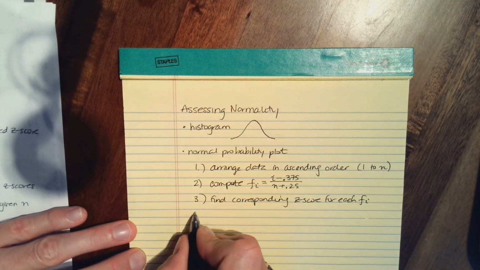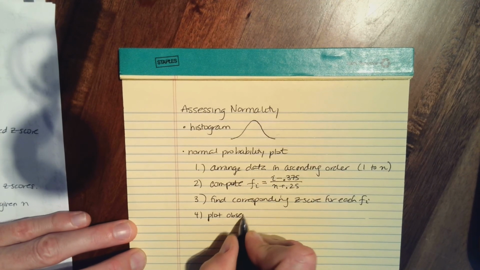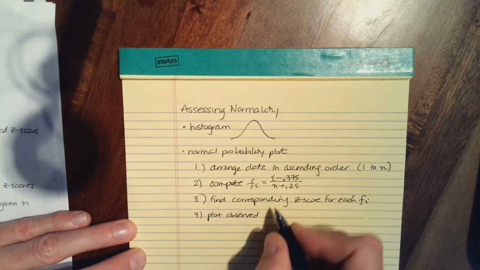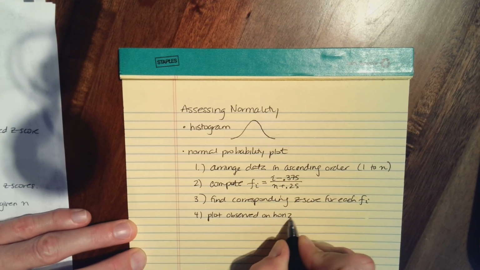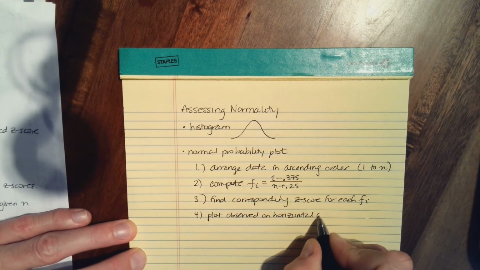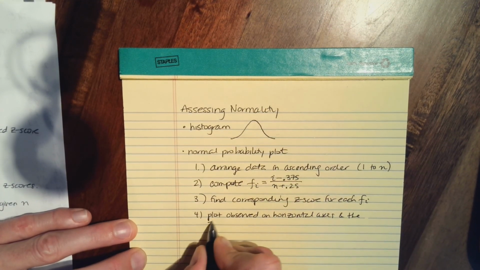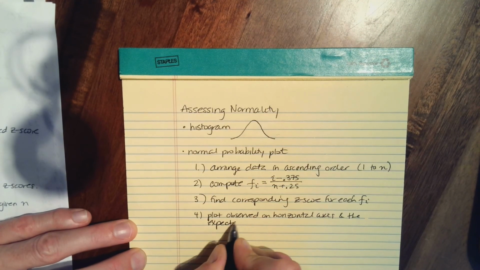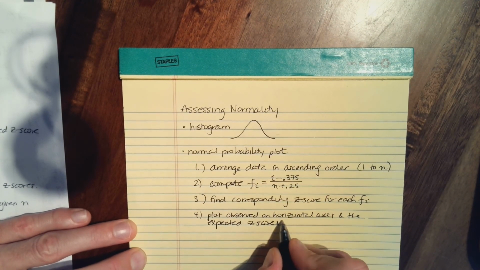And then lastly, you will plot the observed values of your raw data on the horizontal axis and the expected z-scores on a vertical axis.